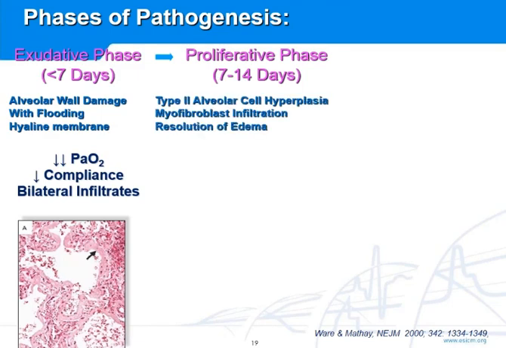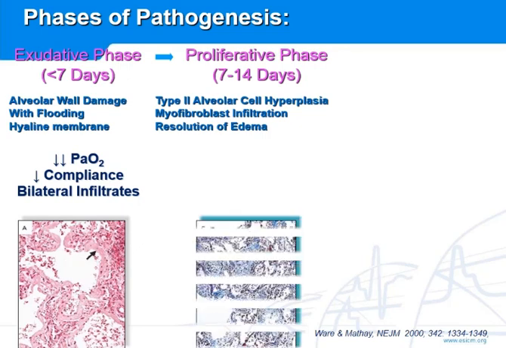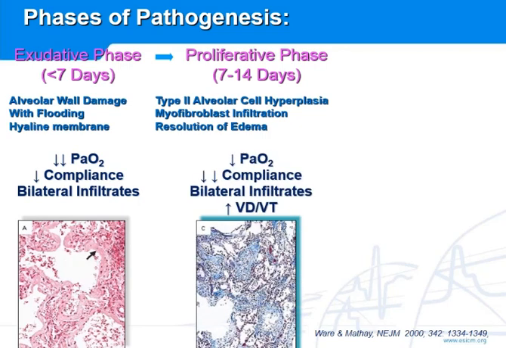Under these circumstances, you have a hyperplasia of the type 2 alveolar cells, together with the infiltration of myofibroblasts and partial resolution of the edema, to be replaced by consolidation. At this point, the situation is similar to the previous one, with a low PaO2, low compliance, the bilateral infiltrate, and the ratio between dead space and tidal volume is increased.